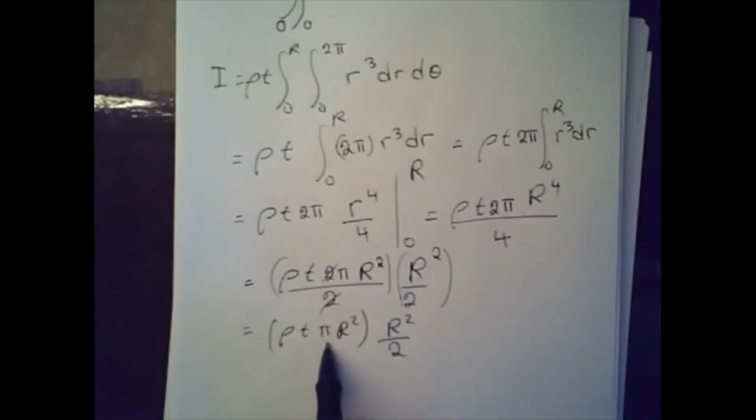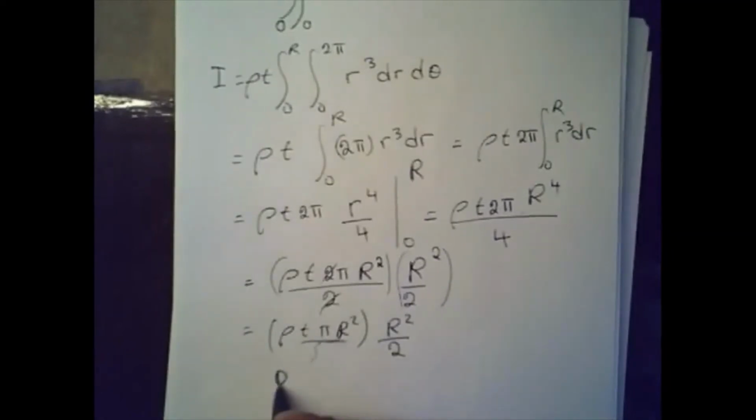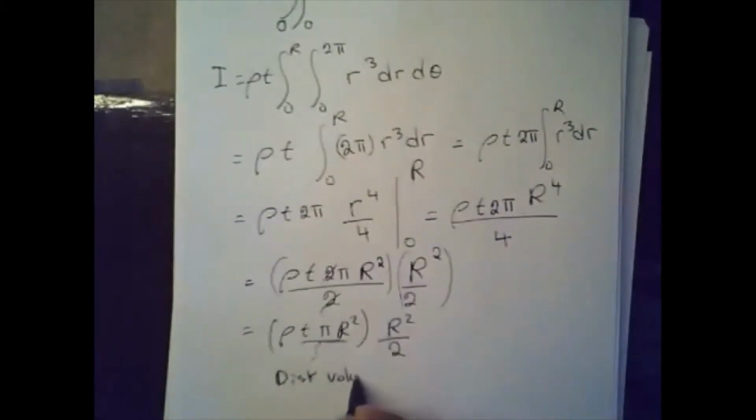What is pi r squared? Pi r squared is what? The area of the disk, right? Area of the disk multiplied by the thickness will give me what? Volume. And multiplied by the density, it's going to give me the mass.